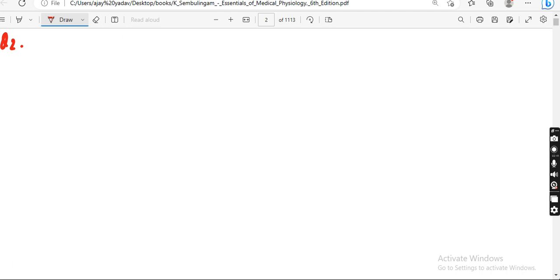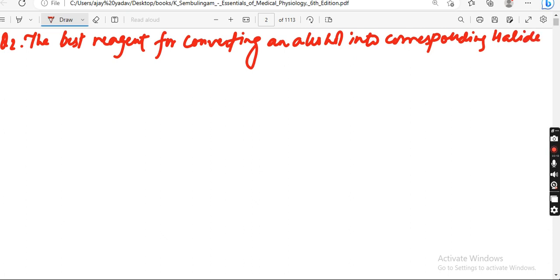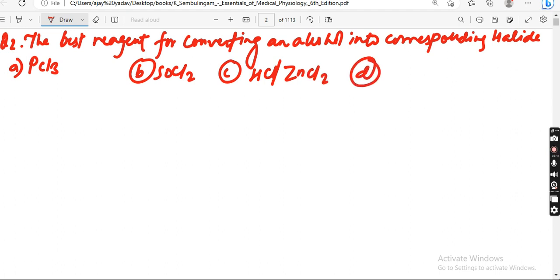So the next question that we are going to discuss is: the best reagent for converting an alcohol into the corresponding halide. Option A is PCl3. Option B is SOCl2. Option C is HCl with ZnCl2. Option D is PCl5.